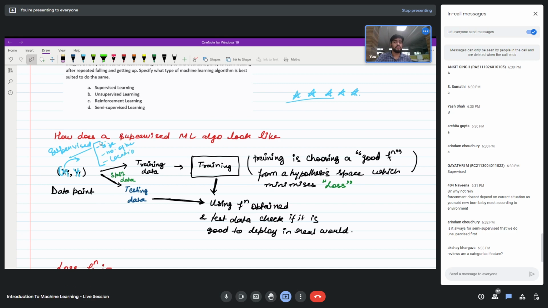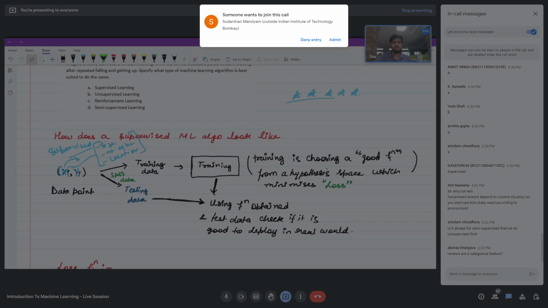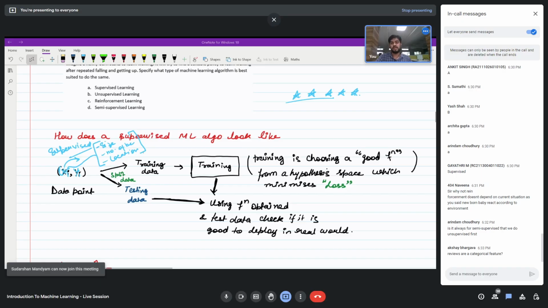So this is the kind of information you need to give about a house. This is called the features of a single data point. This is what is captured by xi, and the corresponding label is captured by yi, right?